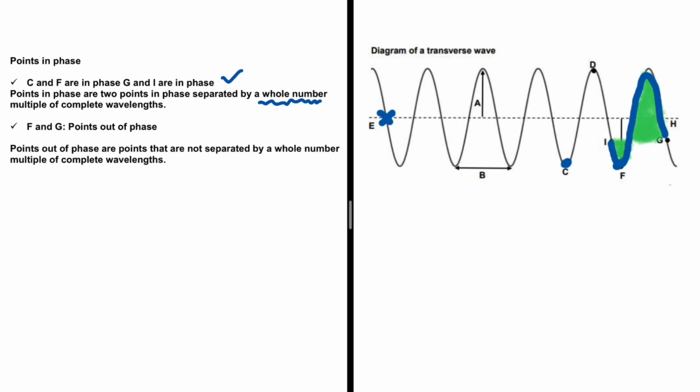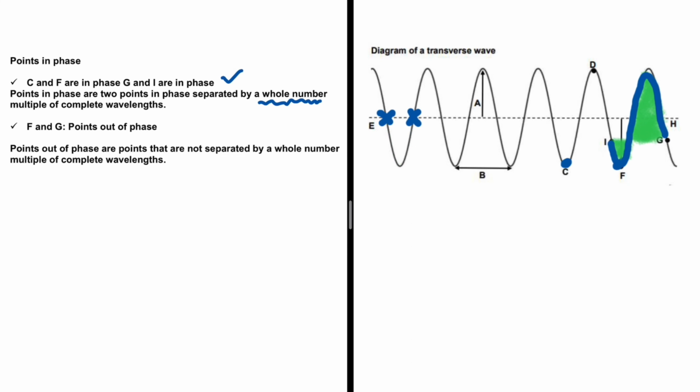Let's pay attention to this point that I'm making right now. So that point and this point, they're not in phase. Why am I saying that they're not in phase? They're not in phase because between them we only have half of a wavelength. It's not a whole number. Half is not a whole number. So between those 2 points we have half of a wavelength. So we cannot say that they are in phase because they are not separated by a whole number of complete wavelengths. They should be separated by one wavelength, 2, 3, 4, 5, 6, on and on, but not 2.5 and not a half. That's not a whole number.